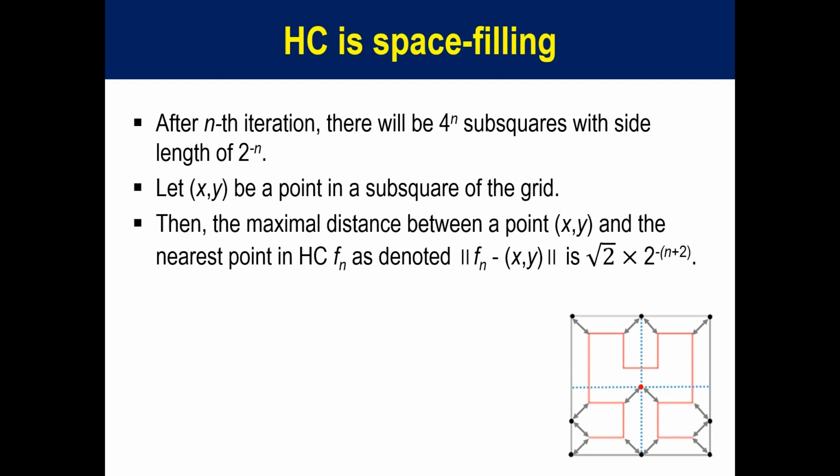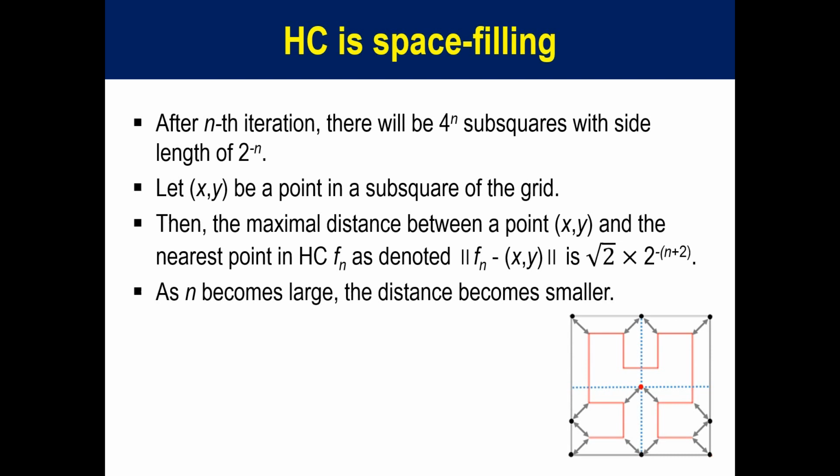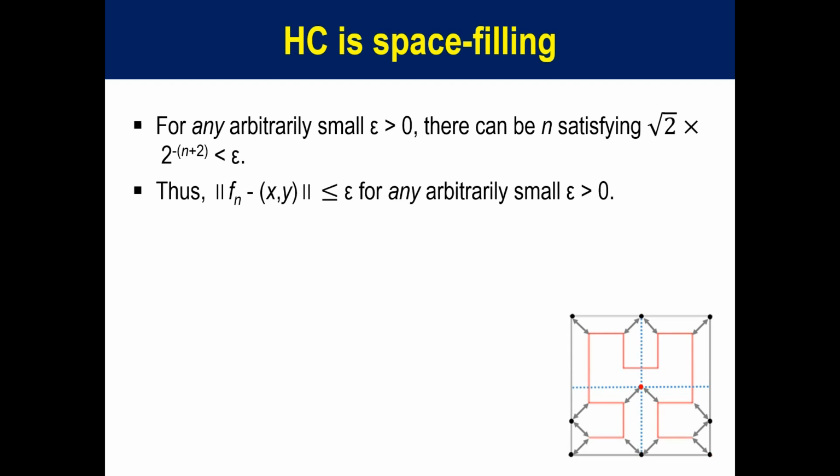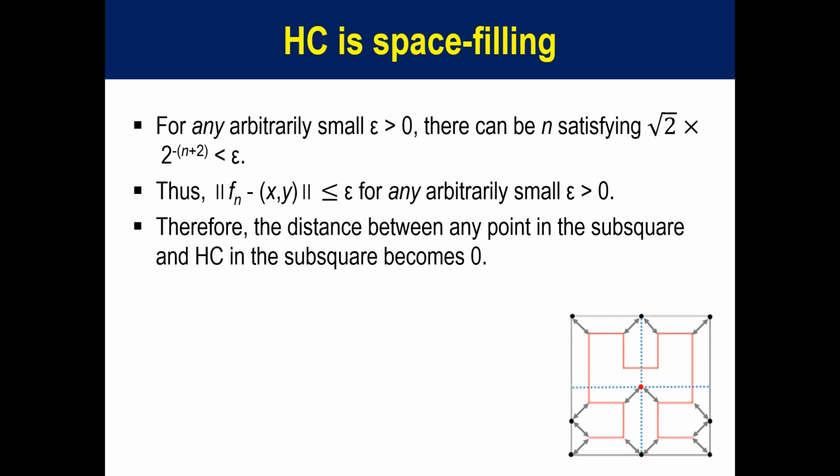then the maximal distance between the point (x, y) and the nearest point in the Hilbert curve Fn, denoted |Fn - (x, y)|, is square root 2 multiplied by 2 to the power minus (n+2). As n becomes large, the distance becomes smaller. For any arbitrarily small epsilon larger than 0, there can be an n satisfying square root 2 multiplied by 2 to the power minus (n+2) being smaller than epsilon. Thus, |Fn - (x, y)| is smaller than or equal to epsilon for any arbitrarily small epsilon larger than 0. Therefore, the distance between any point in the subsquare and the Hilbert curve in the subsquare becomes 0.